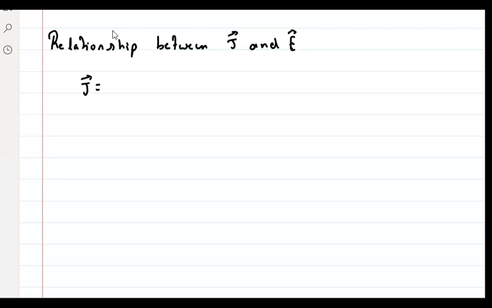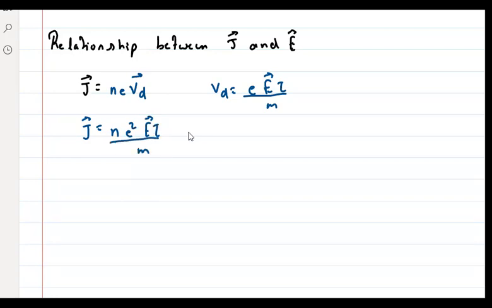We know that current density is given by, I hope all of you remember, nevd, yes or no, right? And Vd is given by what? E into tau by m. Tell me yes or no. We just derived this. So if you put the value of Vd over here, can I say, sir, J will become n e squared tau by m into E, where n is a constant, e is also a constant, tau is also constant, and m is constant. Anyone have any doubt in this?